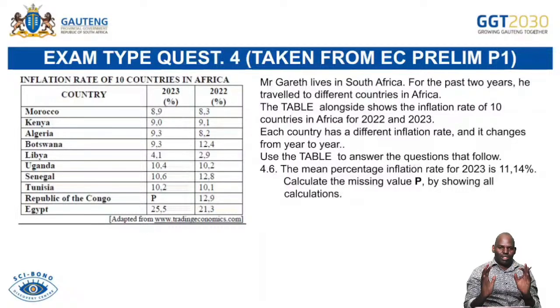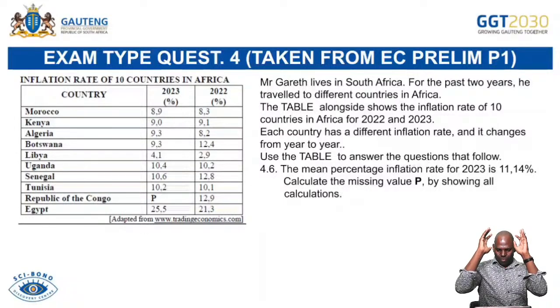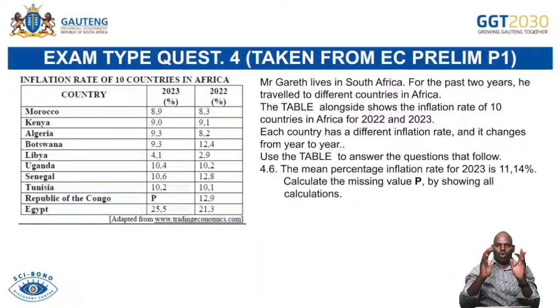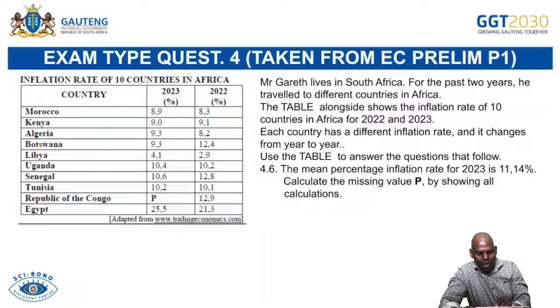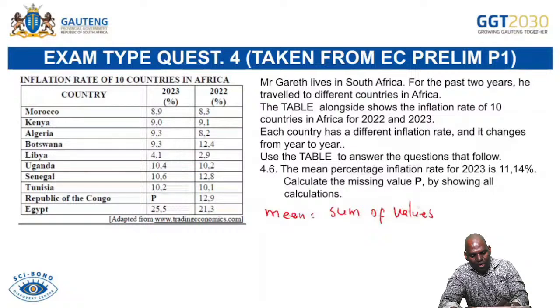So it simply means you need to go and find those types of questions and practice them. We don't pray and hope that the examiner would not set this, but we need to go and practice so that we can be ready for anything. So in this case, they say the mean percentage. We know that usually the mean is equal to the sum of values divided by the number of values.